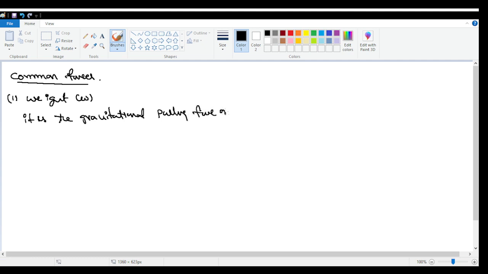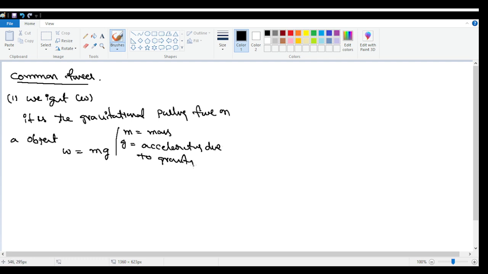So what is the mathematical equation for weight? Weight is equal to the mass of the object times g, W = mg, where m is the mass of the object and g is the acceleration due to gravity. So this is the first force we need to know about in Newton's laws.